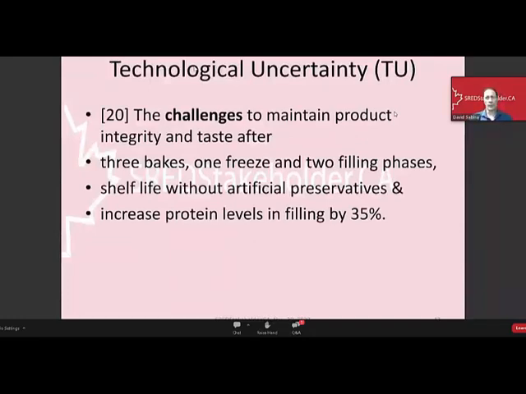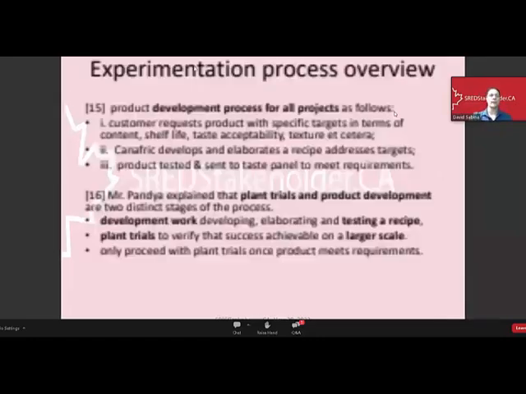We're told that the technological uncertainties that the client proposed were to maintain product integrity and taste. And we'll talk a little bit more about how those are typically claimed successfully in the food industry. They talk about 3 different breaks, 1 freeze, and 2 filling phases. So there could be problems on integrity, taste, and safety after all of those. Maintaining shelf life without preservatives, and ultimately one of the objectives is to increase the protein fills of the filling by 35%, we're told in this case too. So again, these would often be objectives that in aggregate stack up to create the technological uncertainties.